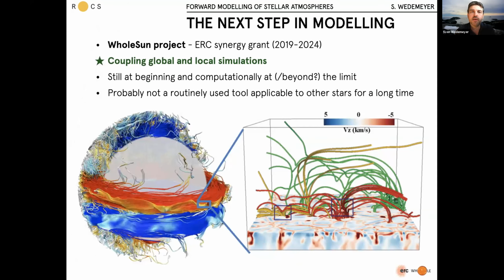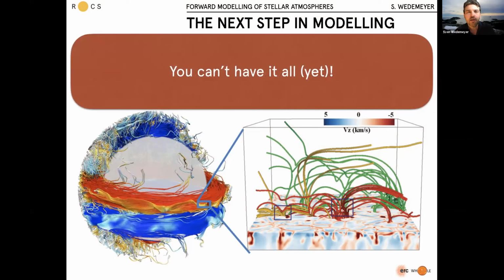Some hope here, the whole Sun project, which started like 2 years ago as an ERC synergy grant, which attempts to couple now global and local simulations. Right. This is at the beginning, and it's computationally really challenging, and that probably will not be a standard tool anytime soon. But I think this is like highlighting where these models can go in the future. So, conclusion: you can't have it all yet.